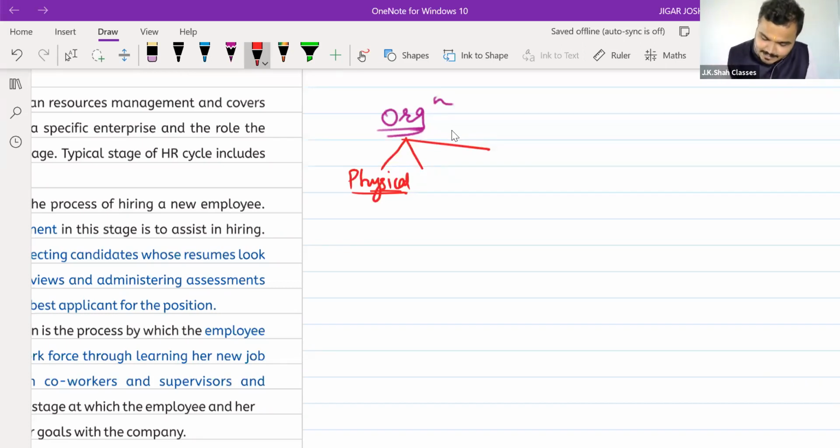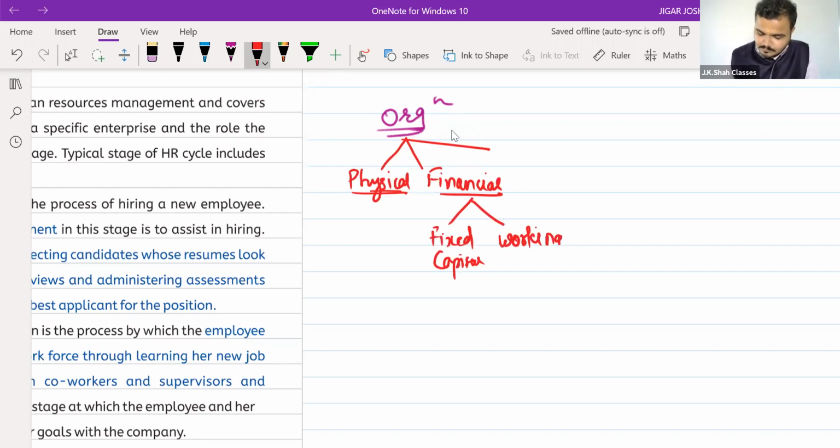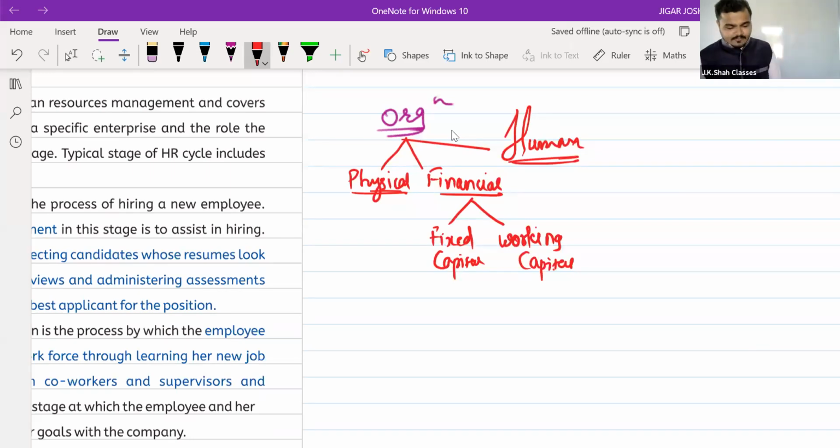Yes, sir. Second, do you think so, people, I require financial resources. Yes, sir. Without which the company will not work. Financial resources like fixed capital, working capital, and third one, my dear child, the most important resource is human resource. So why are you saying that the human resource is the most important?